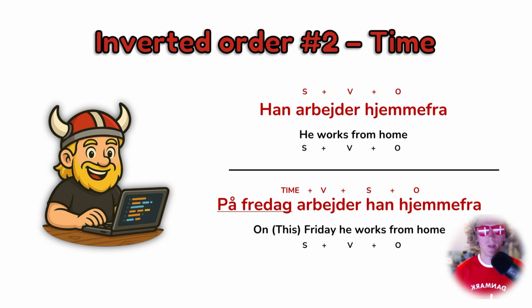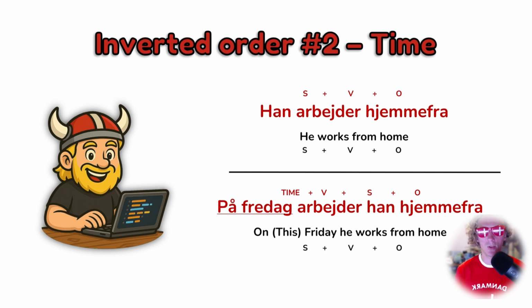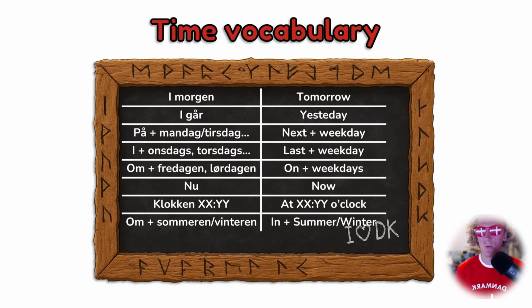Now, what is some time vocabulary? Let's take a look at some of the things we can use to tell time. Of course, there are many more. These are just some examples. So we can, for example, say "i morgen," tomorrow, "i går," yesterday. We can say "på mandag," "på tirsdag." So it means next weekday. We can use all the weekdays.